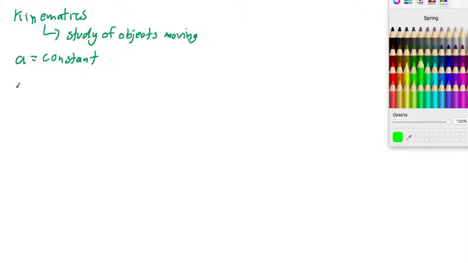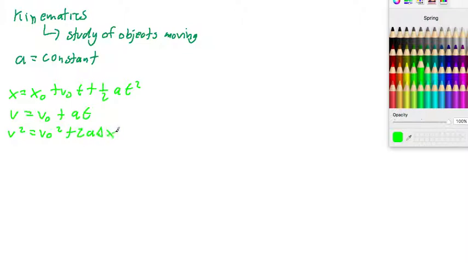So now the following formulas: x equals x naught plus v naught t plus 1/2 a t squared. Now remember, the naught just means initial and the regular is just final. Then v equals v naught plus a t. v squared equals v naught squared plus 2a change in x, and remember from our previous videos, change in x just means final minus initial. And v average is equal to v plus v initial over 2.